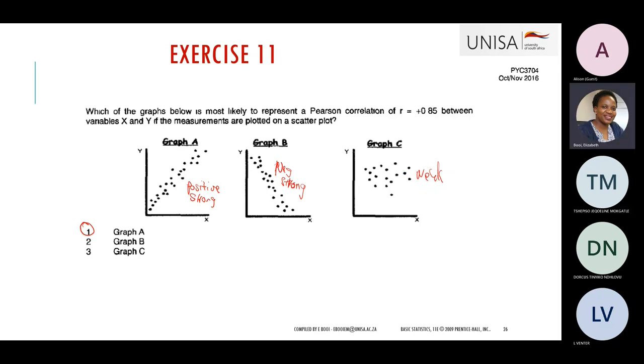I don't even know whether to say it's a weak relationship or whether there is no relationship, because it looks like most of the values for Y are constant. So I can't even say it's a weak negative or positive with this one. I would say there is no relationship. Yes. Okay.